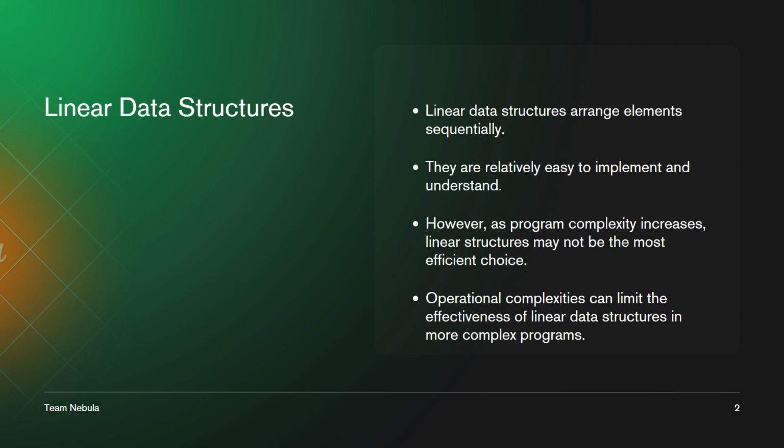Linear data structures. In linear data structures, elements are arranged in a sequential order, one after the other. This makes them relatively easy to implement and understand. As the complexity of your program grows, linear data structures might not always be the most efficient choice due to operational complexities. Let's take a closer look at some popular linear data structures.